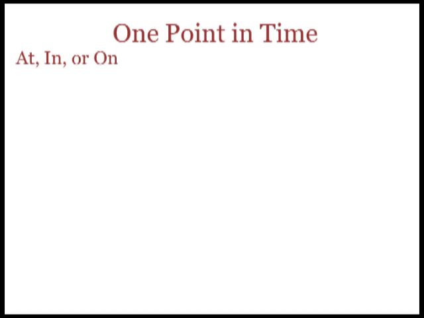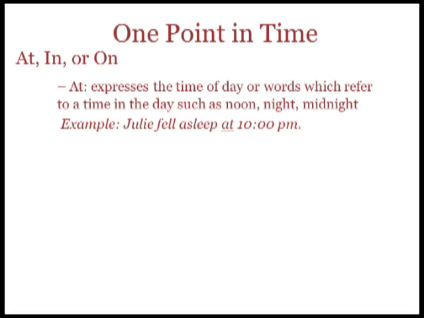When we want to express one point in time, the most common prepositions used are "at," "in," and "on." Let's look at the preposition "at." "At" is used to communicate the time of day or words like noon, night, or midnight. For example, "Julie fell asleep at 10 p.m." Here, "at" expresses exactly what time of day Julie fell asleep.